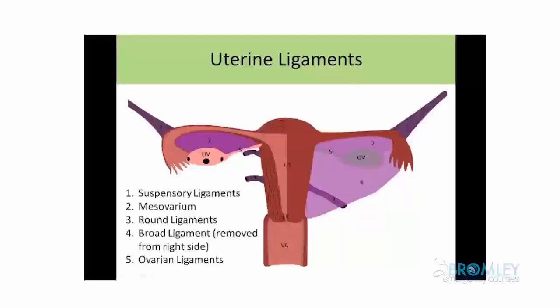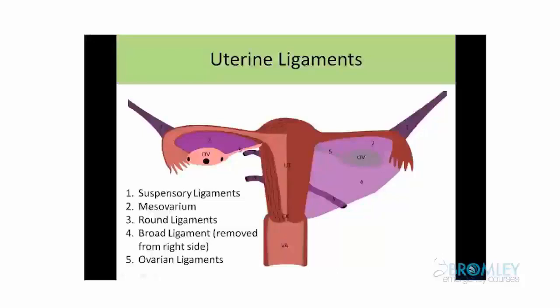Round ligament, which is number 3, that bit here, is nothing but a remnant of the gubernaculum, which extends from the uterine horn, these are the uterine horns, to the labia majora via the inguinal canal. Two things to remember about the round ligament. One, it is the remnant of the gubernaculum. Two, it functions to maintain the anteverted position of the uterus. So if a question is asked, which ligament contributes to the anteverted position of the uterus? It's the round ligament of the uterus.